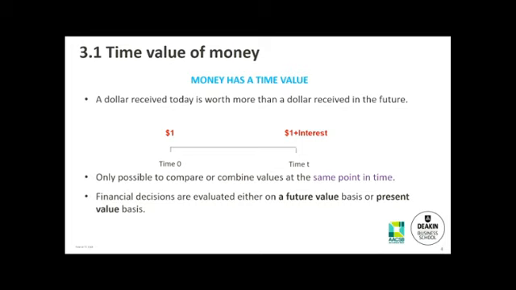And that's the major difference between finance and other majors, like accounting. You can't combine cash flows. Money happens at different points in time. Does this make sense for you?